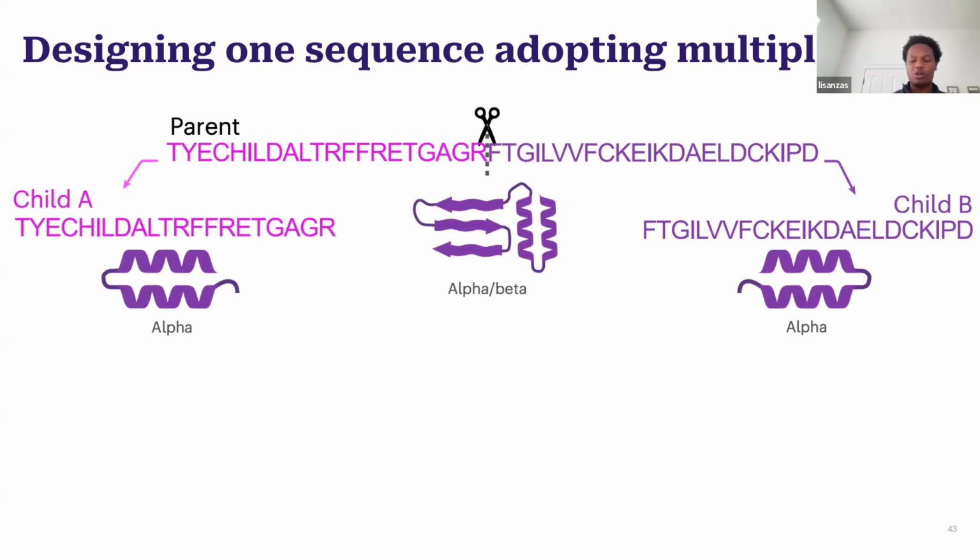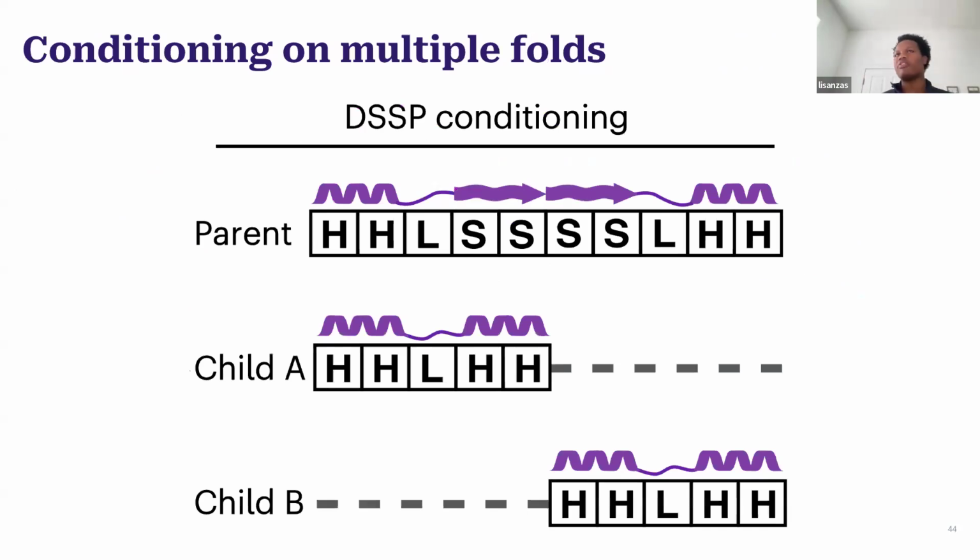We have a lot of machinery within our toolbox. The very first thing is we are able to condition on specific secondary structure content. So we condition the model with the specific DSSP string for the parent and the children. For the parent, we task it with a DSSP with both alpha and beta. And then for the children, we task it with just all alpha.